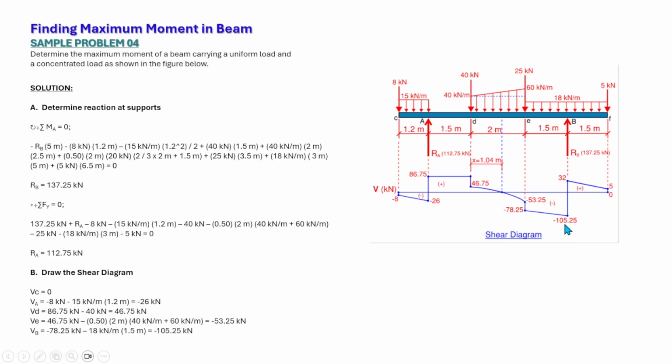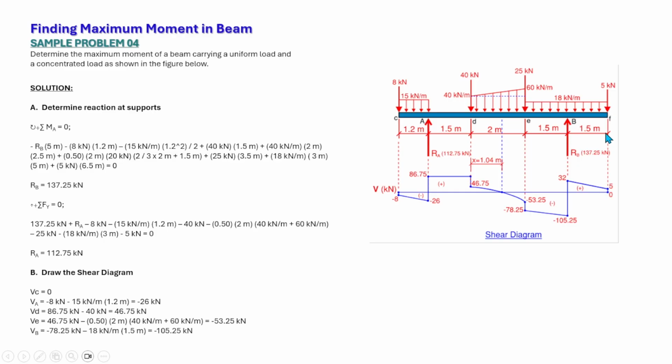So from point B, from negative 105.25 plus 137.25 kilonewtons, that is the reaction at point B, and that is equal to positive 32. So this is the shear just to the right of point B, where the cantilever end is.